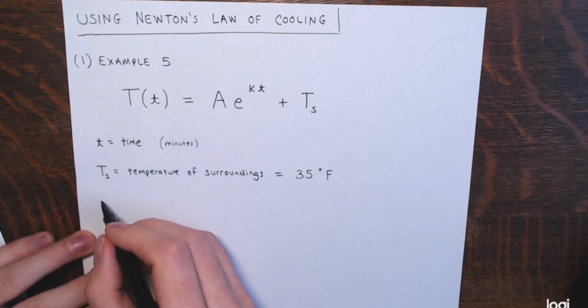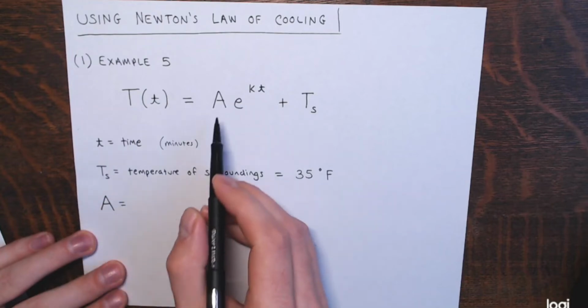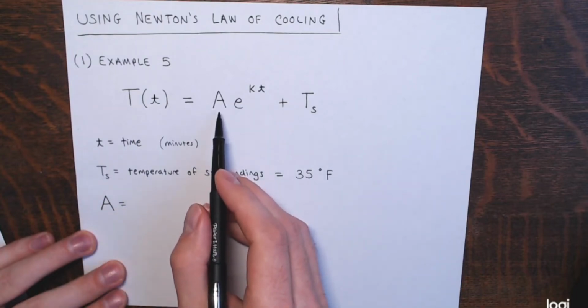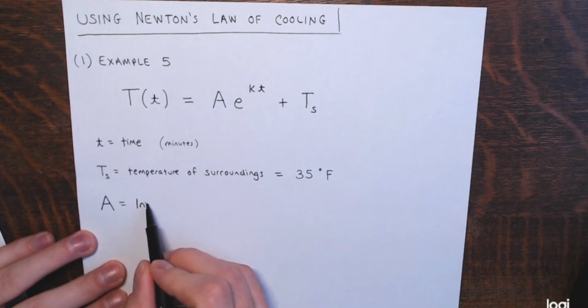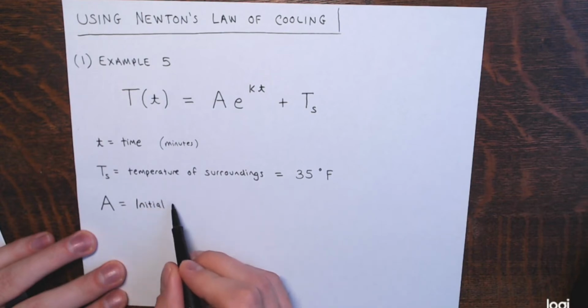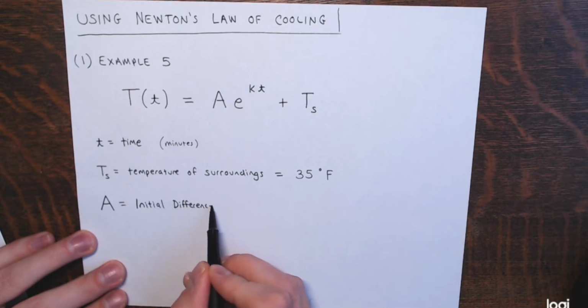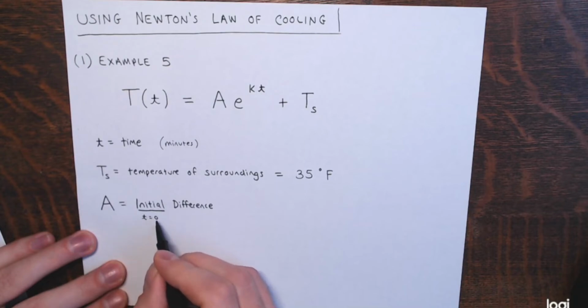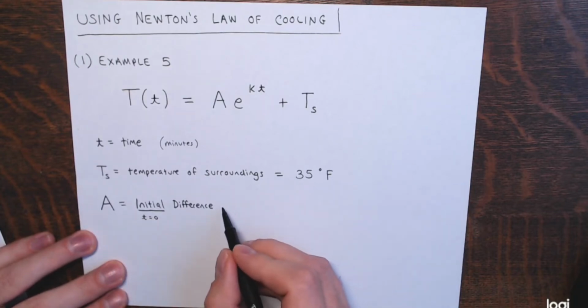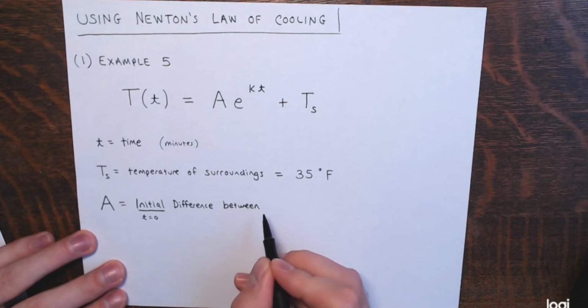Then, A. Remember this capital A, they also wrote out what this A meant. This is the initial difference, initial meaning when time is 0. The initial difference between the temperature of the object and its surroundings.